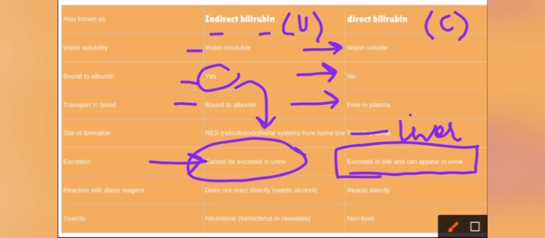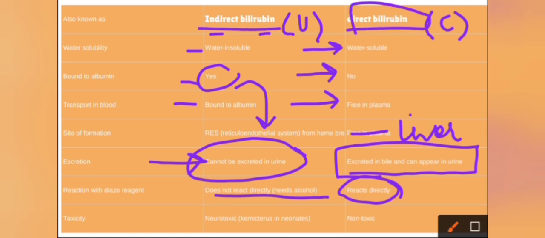Now there is a lab test called the diazo reaction. In the diazo reaction, the direct bilirubin reacts directly and the change occurs, while in the case of indirect unconjugated bilirubin, it needs an alcohol. That's why it doesn't react directly. That's why it is called indirect bilirubin, while the conjugated is called direct bilirubin.